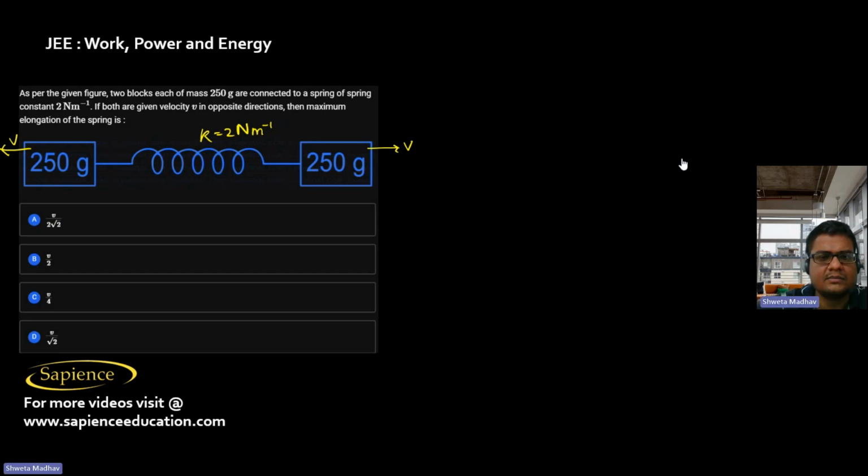So then the maximum elongation of the spring is... you have to find the maximum elongation. So here, two bodies with velocity v in opposite directions.